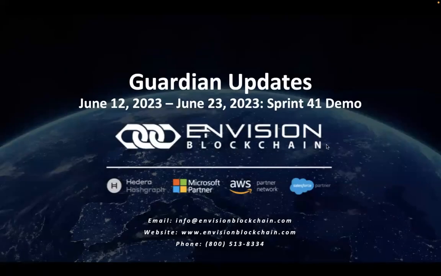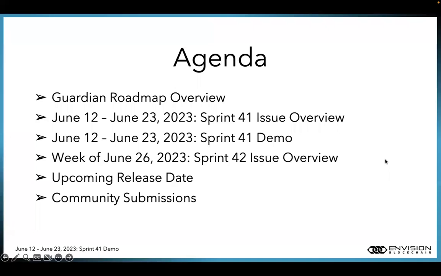Today, we'll be giving you a Guardian update of Sprint 41, which lasted from June 12th to June 23rd. So just a quick overview of the agenda. We'll be looking at the roadmap. We'll also be talking about the issues that we tackled in Sprint 41. Then we'll be flipping over and giving you a short demo on Sprint 41.